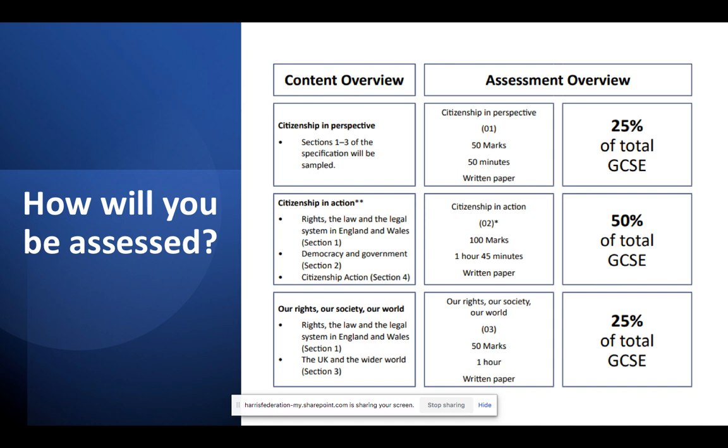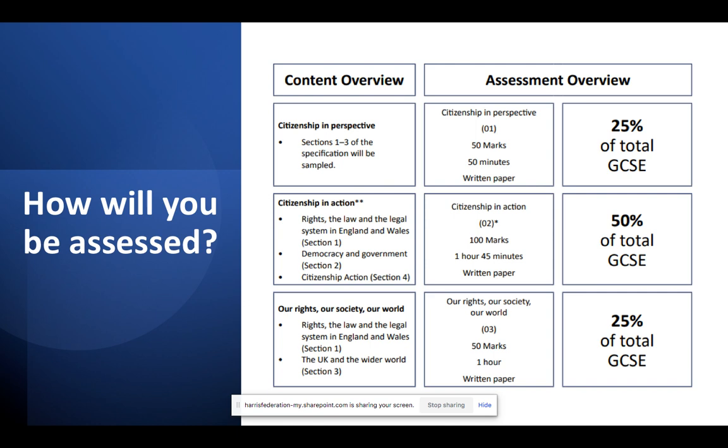The next paper is Citizenship in Action, paper 2, which is worth 50% of the total GCSE. That will include everything across the citizenship course, including rights, the law and the legal system, democracy and government, and citizenship action. And there will be elements of Section 3, which is the UK and its relations with the wider world, that you may have to incorporate in things such as 12-mark questions. It's 100 marks and it's an hour and 45-minute paper.